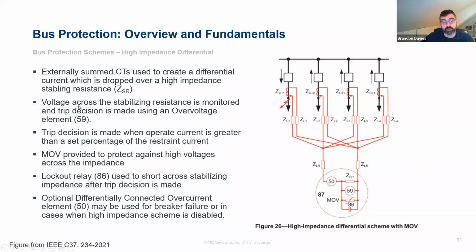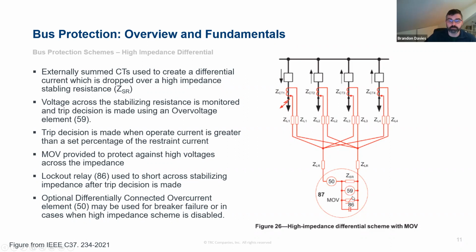And rather than operating on current, you're going to operate on voltage. So if the voltage measured across that impedance is higher than a threshold, that's how you're going to make your trip decision. Typically, you'll see that these would have an MOV to help clamp the voltage. So if you get a high amount of current dropping over this resistor, you'll end up with a large voltage that will be seen by the relay.